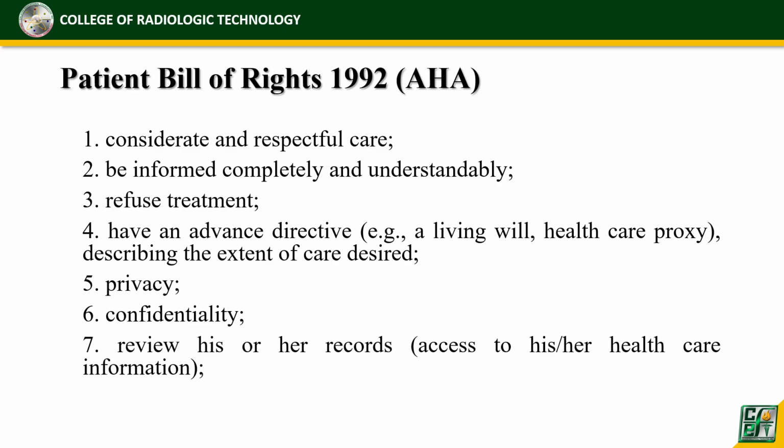Then, the right to privacy and confidentiality, five and six. Then seven, the right to the patient's record, access to the healthcare information. So these are the first seven contents of the 1992 AHA Patient Bill of Rights. Considerate and respectful care is number one because it is the priority and the mission of the hospital to provide humane treatment or care.